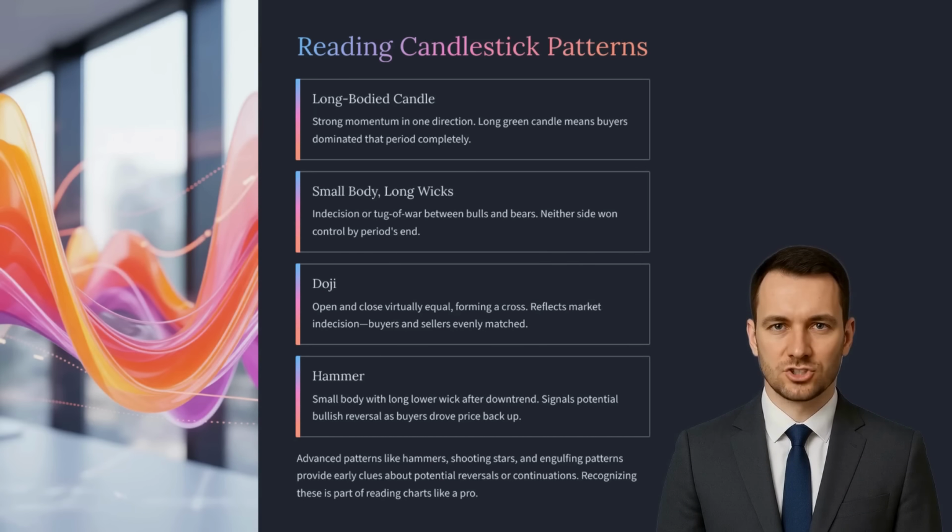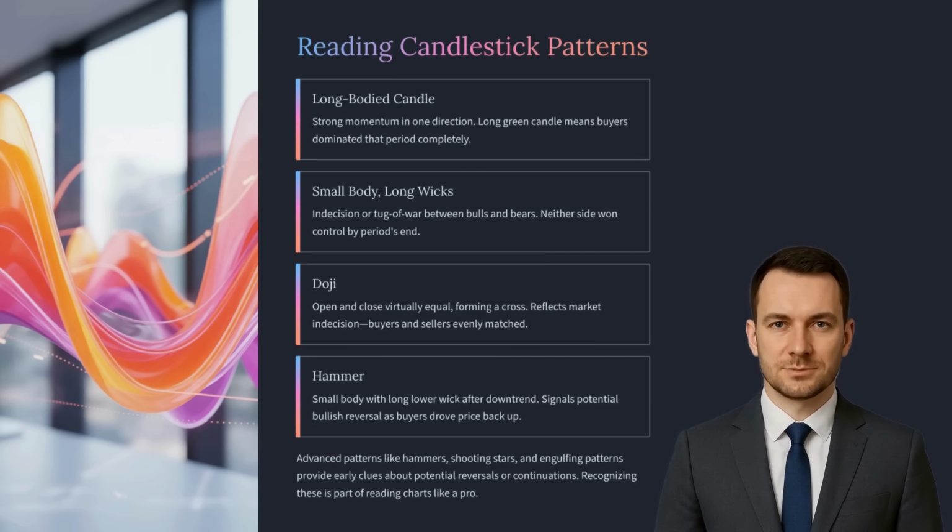Candlestick charts not only show trend and volatility, but also form specific candlestick patterns that traders interpret for signals. A long-bodied candle, especially with little or no wicks, indicates strong momentum in one direction. For example, a long green candle means buyers dominated that period. A candle with a small body and long wicks on both ends signals indecision, or a tug-of-war between bulls and bears. For instance, if price went high and low but closed near where it opened, neither side won control by the end.